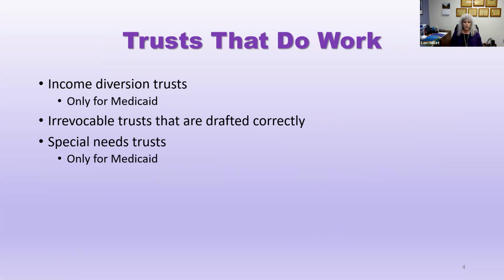Trusts that do work: income diversion trusts, which are only used in Medicaid planning; irrevocable trusts that are drafted correctly, in my opinion, that do not give income to the grantor; and special needs trusts, but those only work for Medicaid.